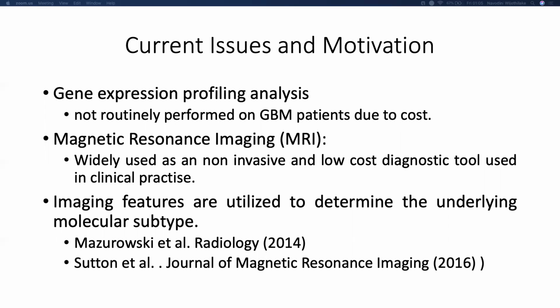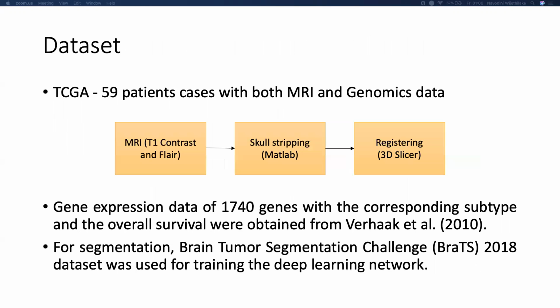With the advancement in the field of artificial intelligence, deep learning-based tools have been developed for segmenting the gliomas using MRI. This further has extended the area of radiomics through extracting features for diagnosing and predicting survival. These features can also handle the intratumor heterogeneity. Therefore, in several studies related to various cancer types, imaging features are utilized to determine the underlying molecular subtype without utilizing genomics. Now let us look at the dataset we used.